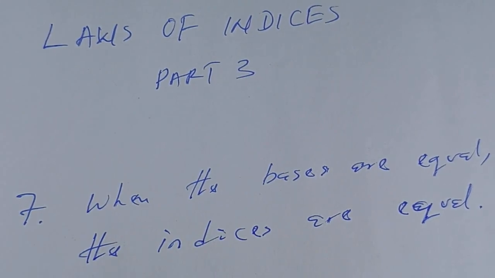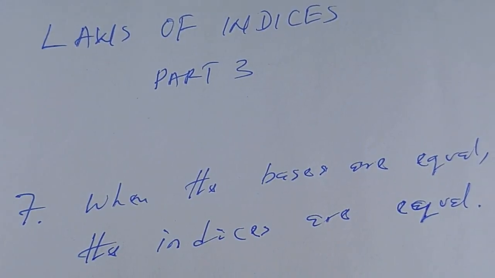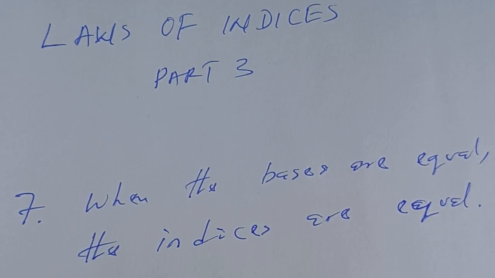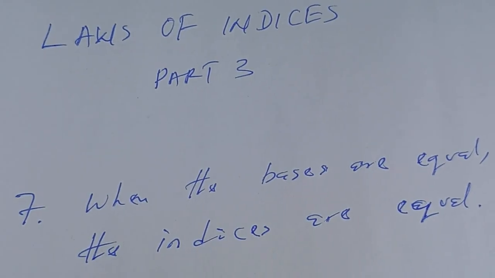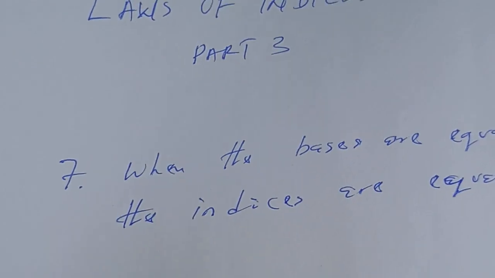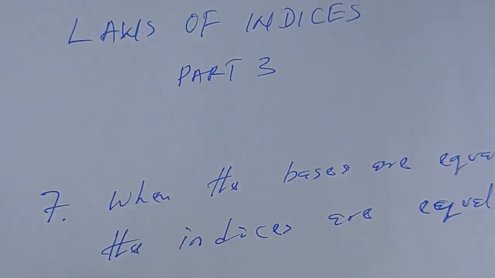When the bases are equal, the indices are equal. We did that so you would know, in laws of indices part one, what the base is and what the index is. Index is the power. The plural form is indices. So index is power, indices are powers. So this law states that whenever the bases are equal, then the indices are equal. And the law is stated in mathematical form like this.